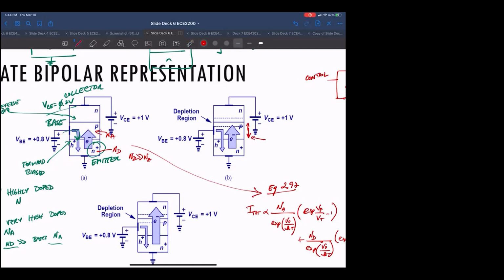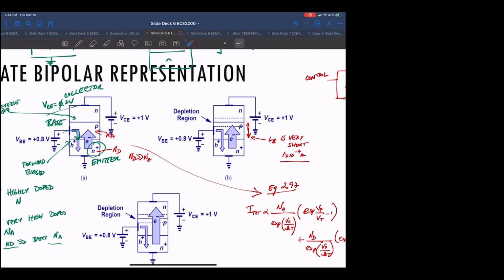So if I call it, I don't know, the length of the base is very short. Physically, it might be maybe 1 times 10 to the -7 meters or something. So 0.1 micrometer, maybe even shorter. Maybe it's 0.01 micrometers. It's very small.